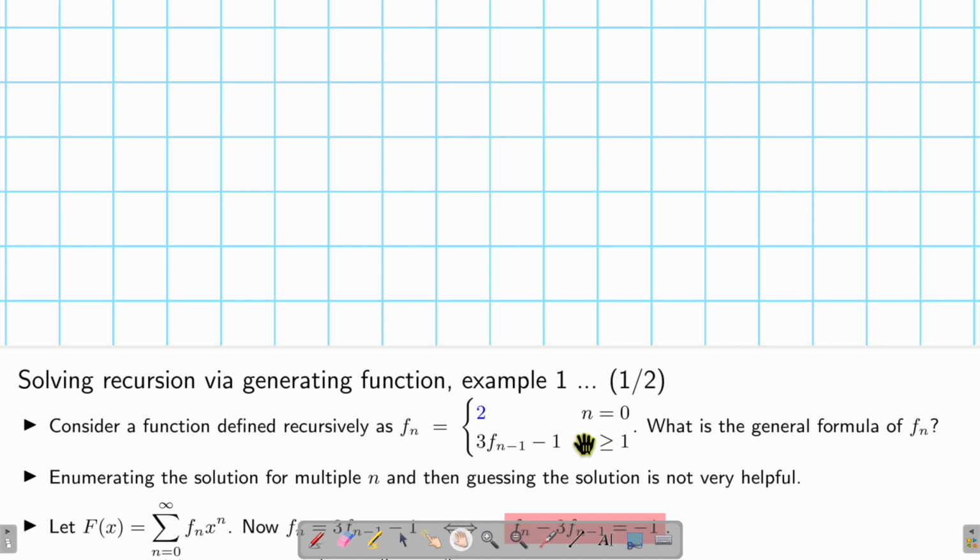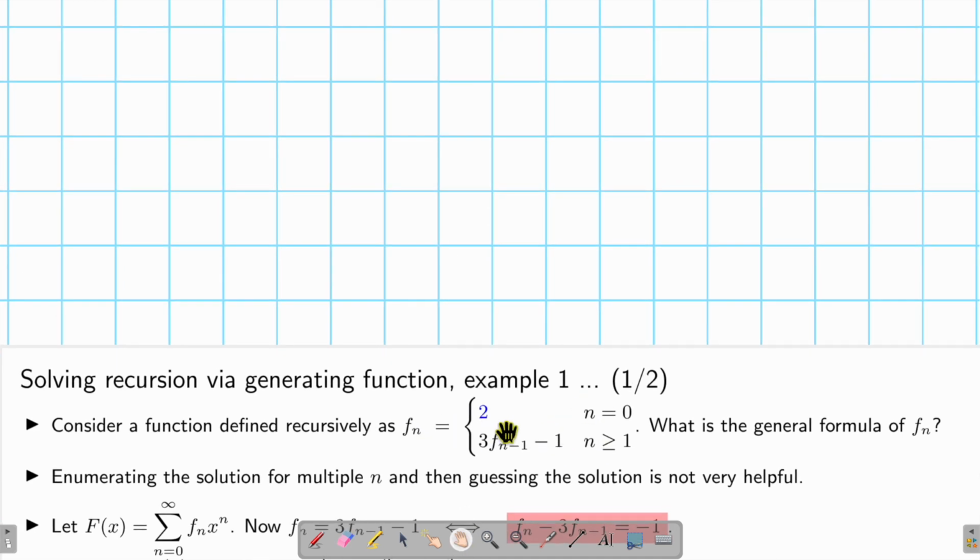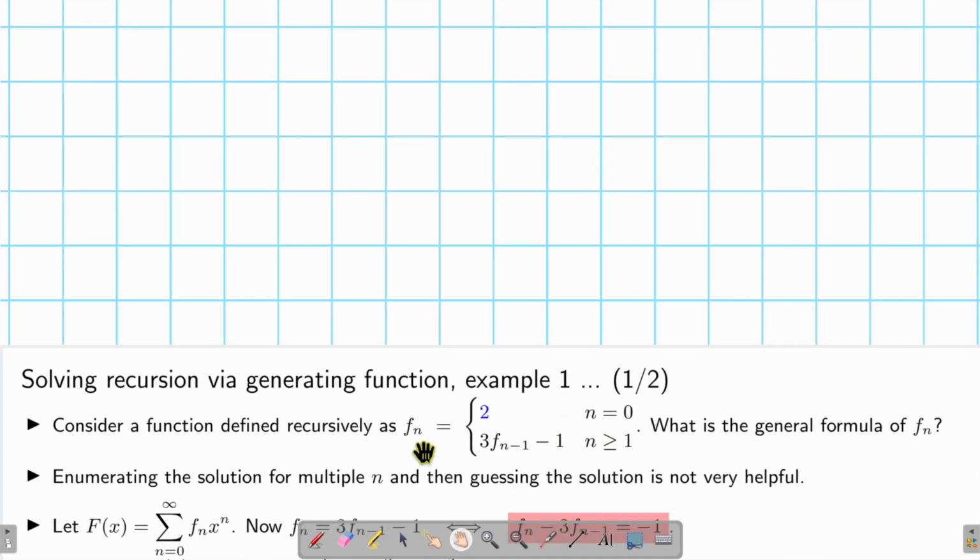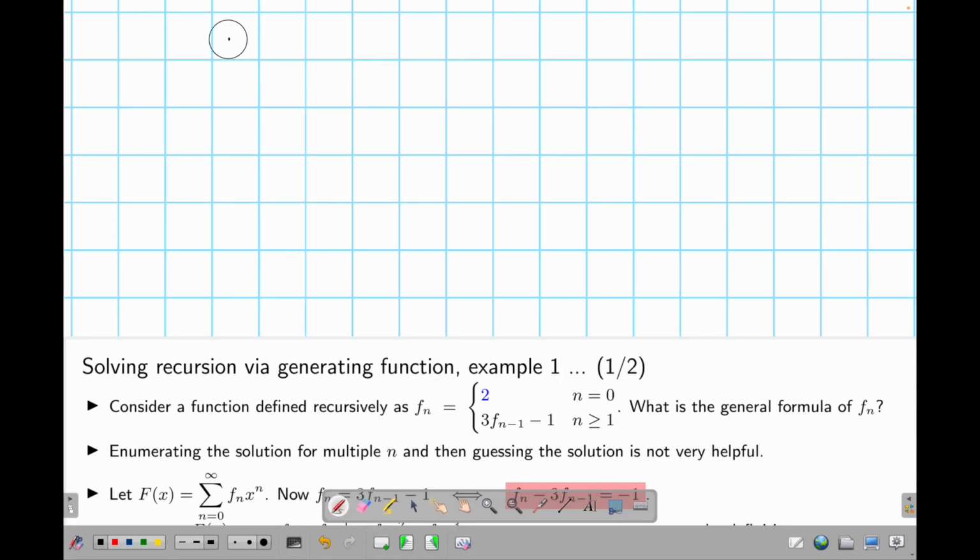So let's get started. Suppose I have a very simple recursion like this. fn is 2 if n is 0, and fn is 3 f(n minus 1) if n is larger than 0. So if n is 0, by definition, we have 2. What about n is 1? f1 will be 3 times f0, which is 3 times 2, that means 6, minus 1, that means 5.